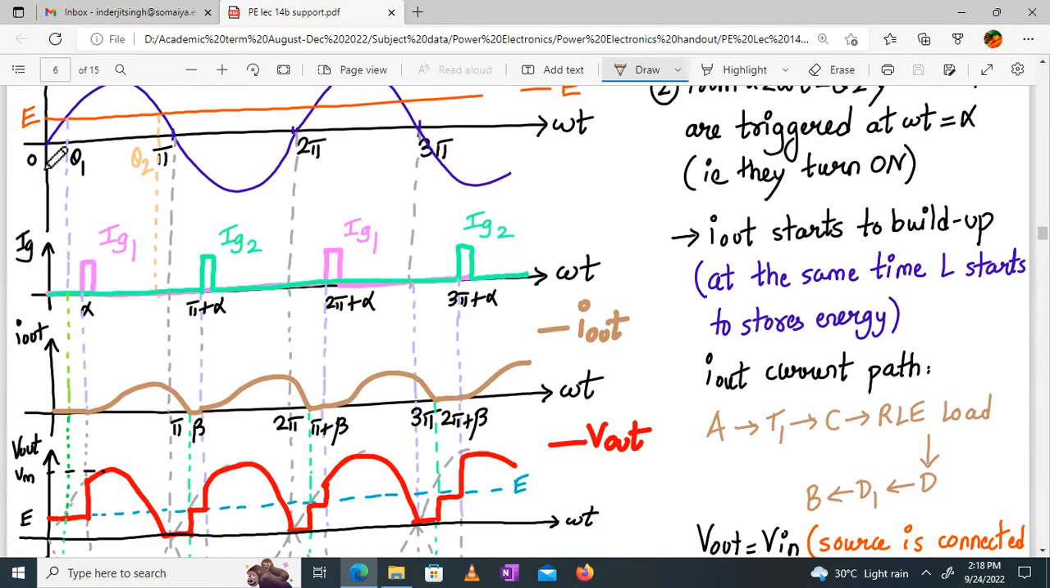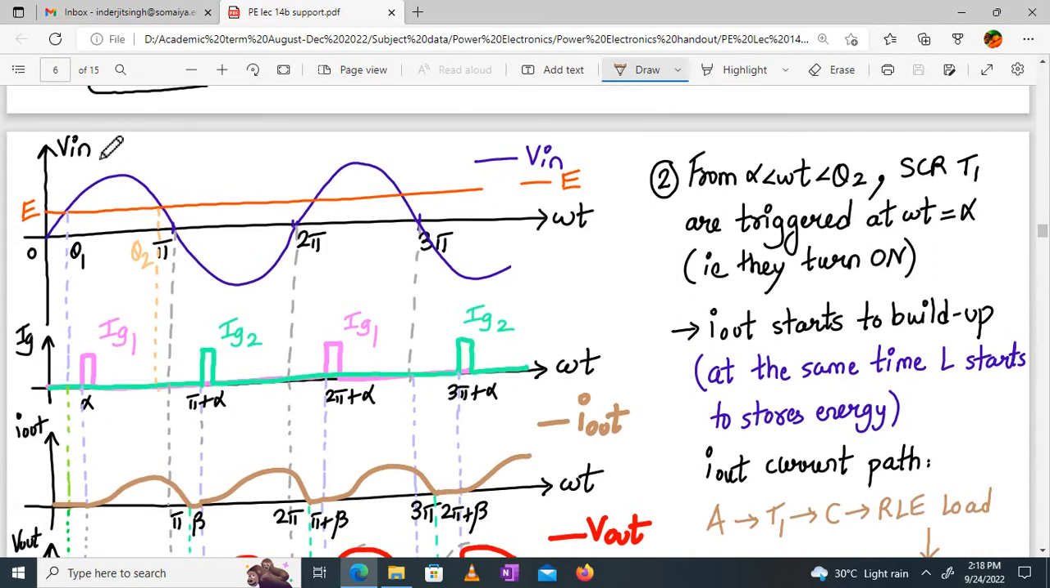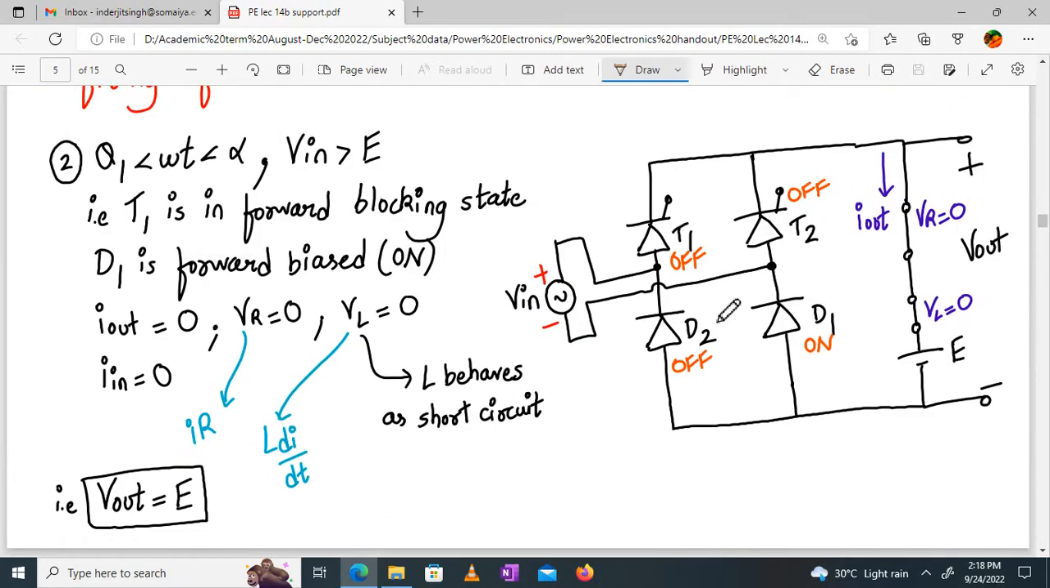So from 0 to theta 1, what happens really? From 0 to theta 1, your V in is less than E. So your SCR T1 will be in the reverse blocking mode. Your SCR T1 will be off. Only diode D1 will be on, right? Because we are in the positive half cycle.